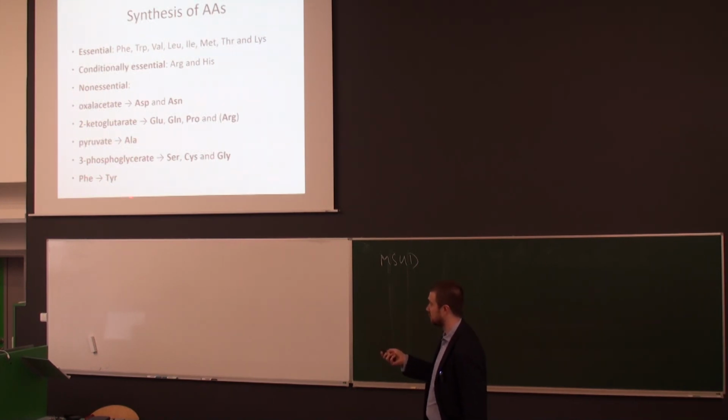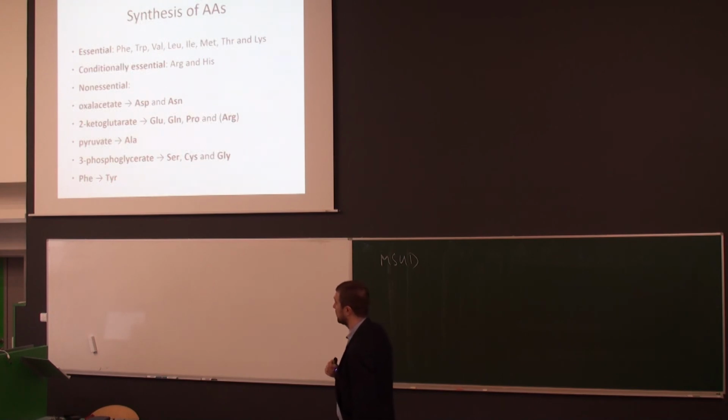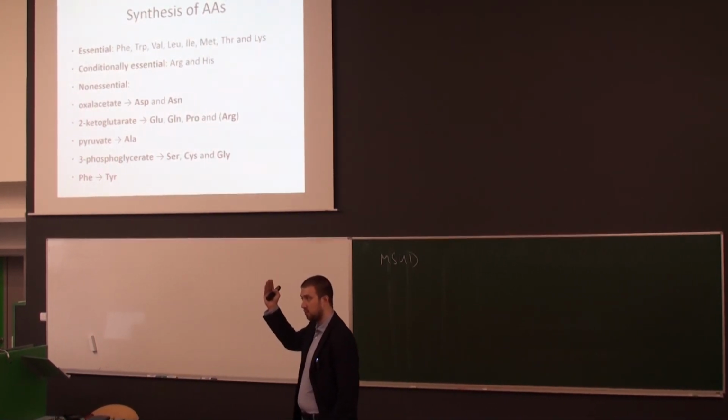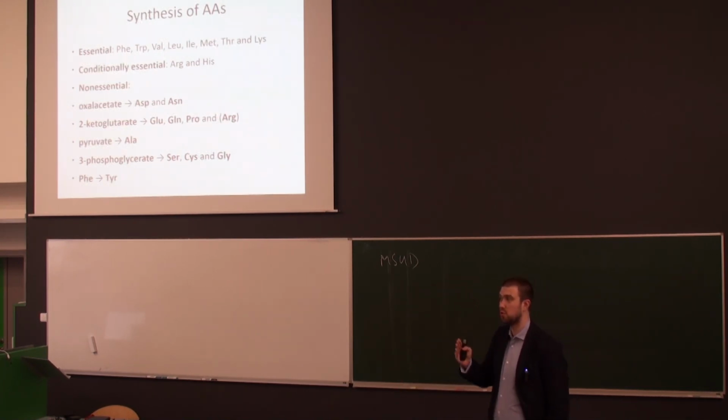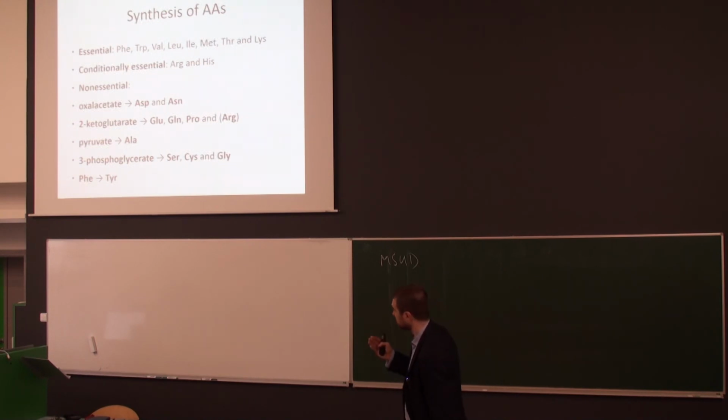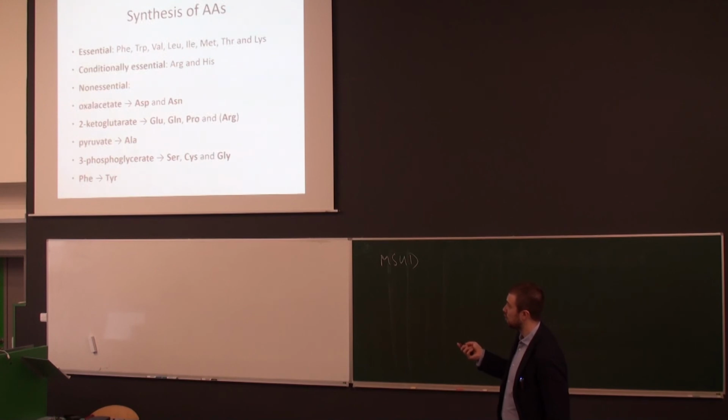Then for those that are not essential, here you have the list of how we produce them. If we look at those that were at the top of the previous list, that means alanine, glutamate, glutamine, aspartate, asparagine, you see that they are produced quite simply by transamination from pyruvate, alpha-ketoglutarate, or oxalacetate, or for glutamate you can reverse the glutamate dehydrogenase reaction. So that's quite simple.